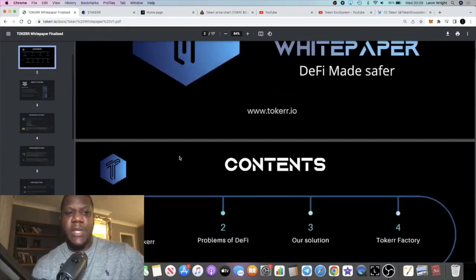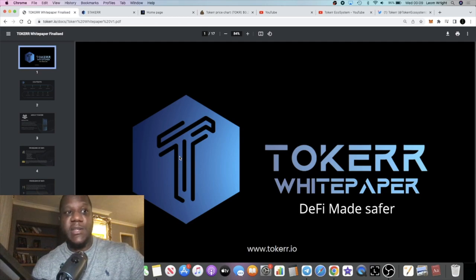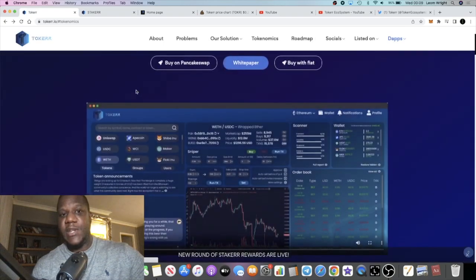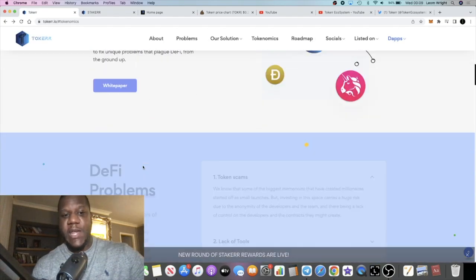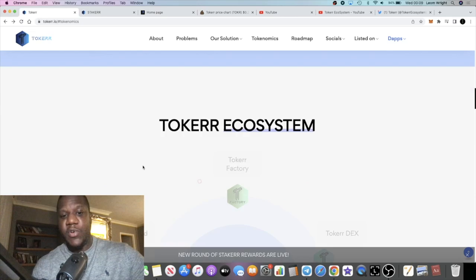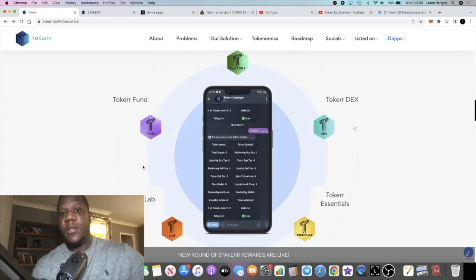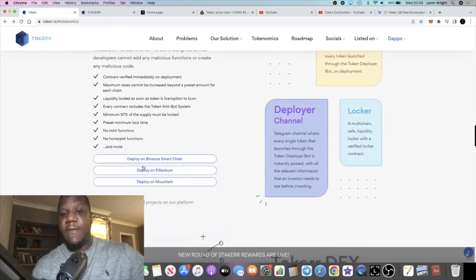But the positive thing about that is that it's not like false or empty promises. Yeah, they say they're going to have a swap. They've got a swap already. They've got the token bot deployer already. You can use their products. They've got staking already. Everything is already there.